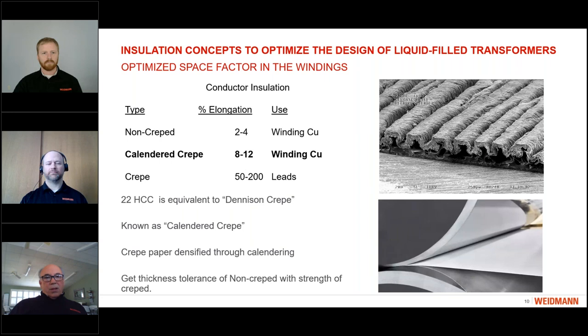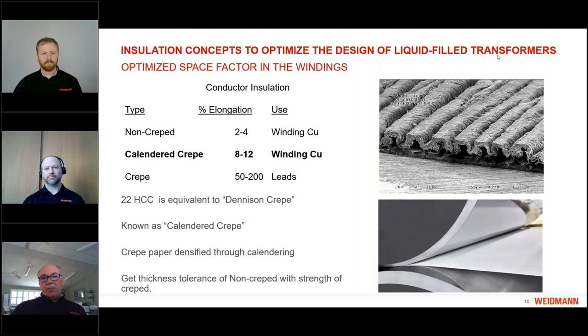So how do we achieve that? One of the processes that Weidmann acquired from a company called Denison is a process called calendaring and creping. So the first process is creping. So if you look in the upper right, that's taking a paper and putting it through a process that gives these folds. If you think of, say, Halloween decorations, you have crepe paper that you use as a decoration. It's very stretchable. However, if this was your end result, if you look at the upper right, then you can imagine that the thickness tolerance of this paper would be very broad.